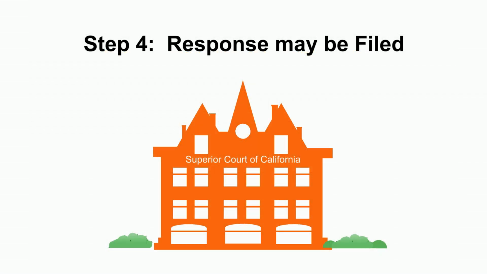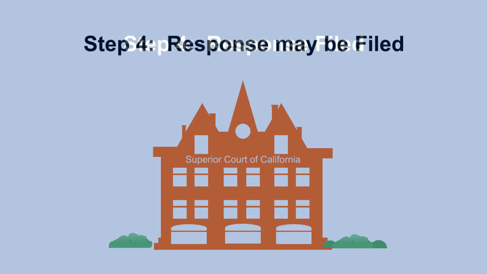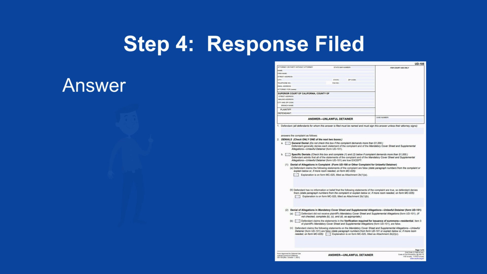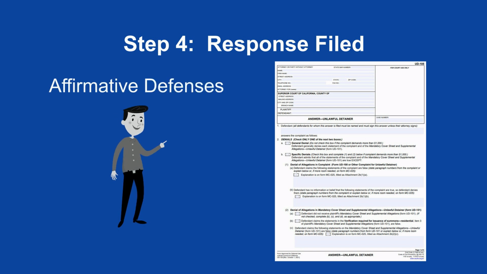Step 4. Response filed. There are different ways to respond. However, most tenants respond by filing the Answer Unlawful Detainer, Form UD 105. The answer sets out the defendant's legal reasons why they should not be evicted, known as affirmative defenses.